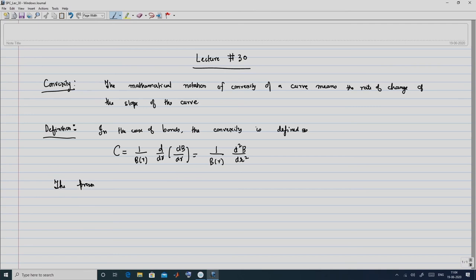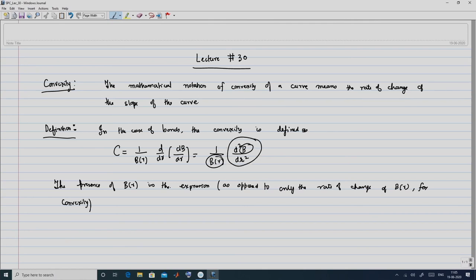So, the presence of this term B(r) in the expression, as opposed to only the rate of change of B(r) for convexity. Normally I would just look at this second derivative term, but there is an additional term B(r) in the denominator. This will be motivated; that is the reason why we have included this term B(r) in the subsequent discussion.